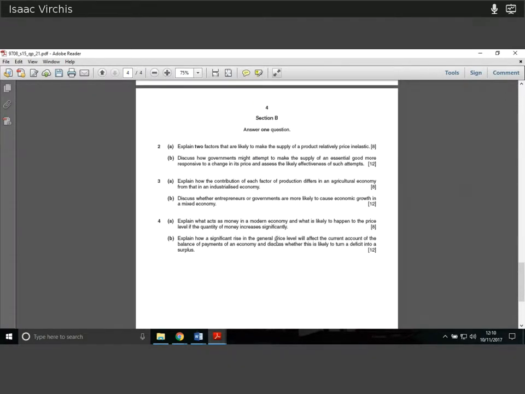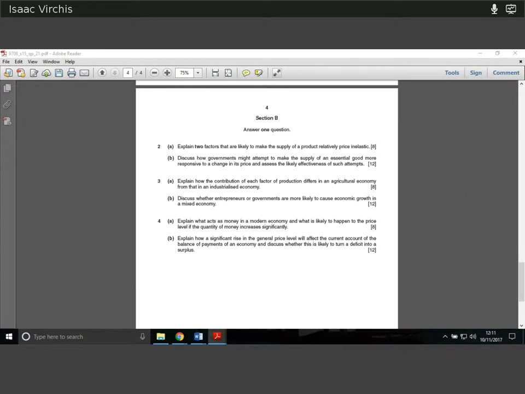Obviously, question four is asking us to explain what acts as money in a modern economy and what is likely to happen to the price level if the quantity of money increases significantly. Again, a pretty difficult question, in fact. Okay, so let's start with the first part. What acts as money in a modern economy? Well, it's quite weird what money is in a modern economy.